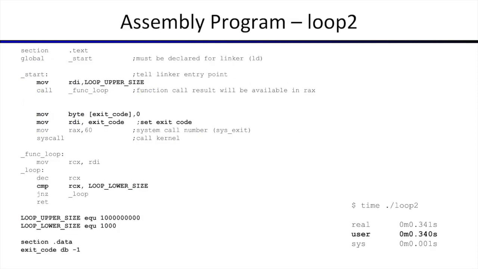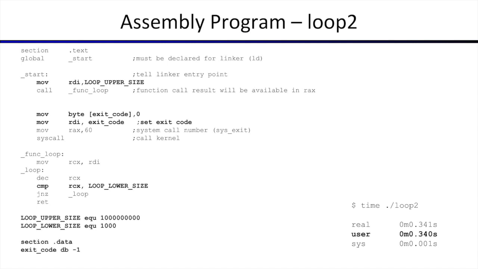Now let us go back and look at our program one more time and try to put these constants and variables in the program. They will help make the program a little more readable. The bolded sections here show you where I have put the constants. So instead of the 1 billion, I put a loop upper size, and I put it as equals 1 billion. And instead of counting down to 1000, I put the lower size to be equal to 1000. And then I replace those values here.